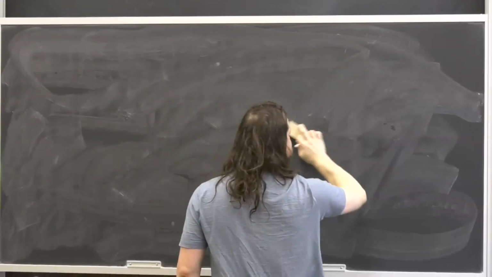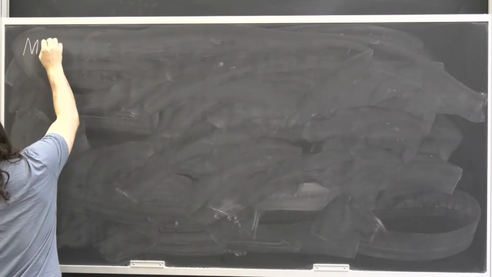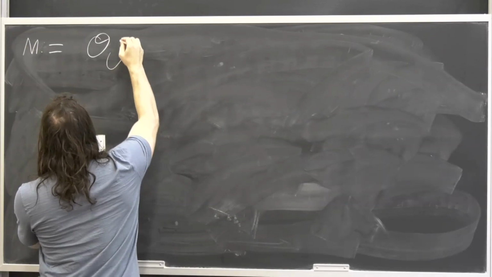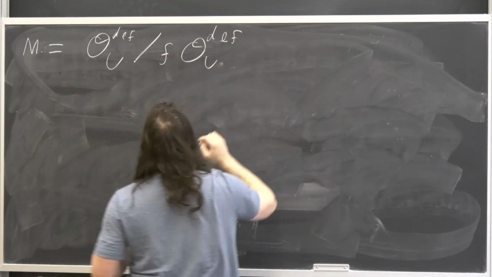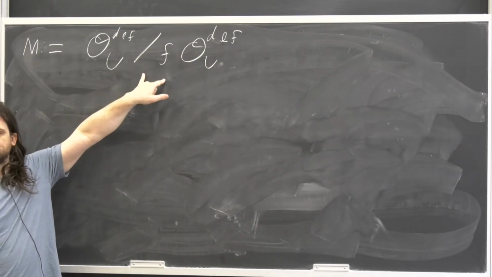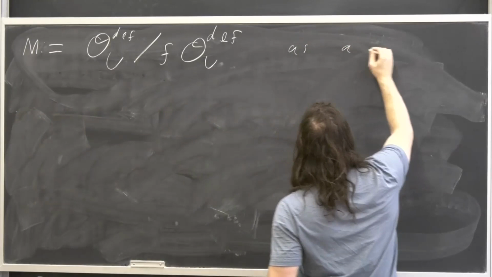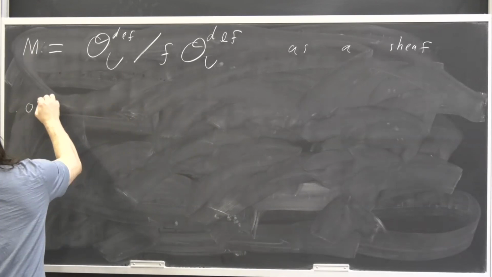So now let M be O_U definable mod P or F, either one, times O_U definable. So M is a sheaf, and it's zero everywhere outside of X. So we can consider M as a sheaf on X.